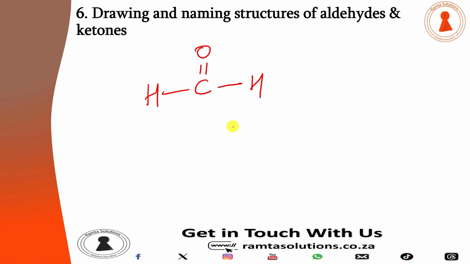And what do we call this one? Oh, one carbon. We call it meth. It is a carbonyl, and when I look at it, it has a hydrogen. So it means the name will end.